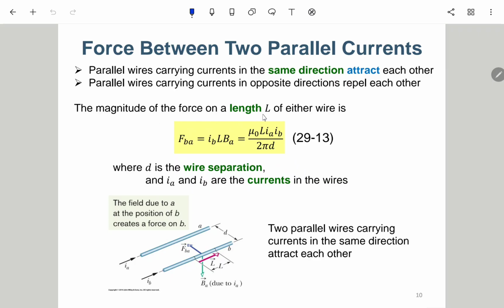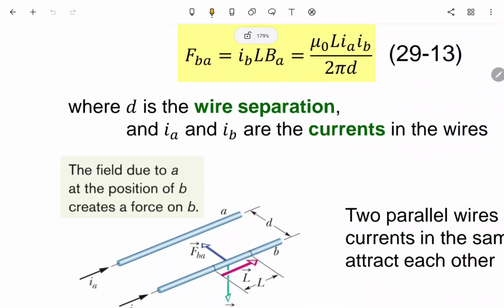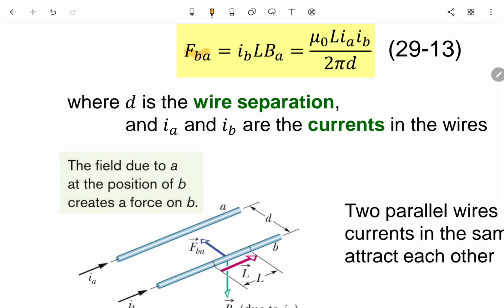The magnitude of the force on length L of either wire will be this one. So how do we get this? Here we have F_BA, which will be I_B times L times B_A. B_A means the B field generated by the wire A, at the wire B. So we consider this as the external B field when we consider the wire B.